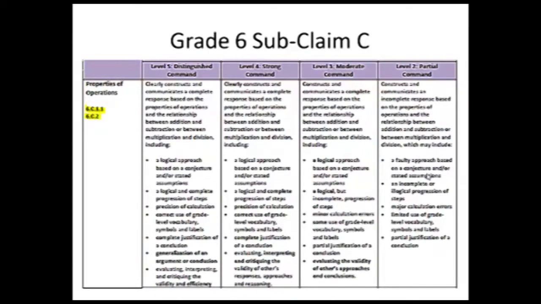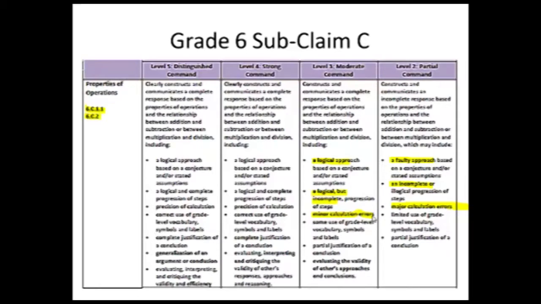So for instance, in level 2, as far as reasoning about properties of operations, I may have a faulty approach, and when I move to level 3, I've got a logical approach. In level 2, I may have an incomplete or illogical progression. In level 3, I might have a logical but incomplete progression. This is where, and the next one is where, we need to have a discussion as math teachers, where in level 2 I might have major calculation errors.